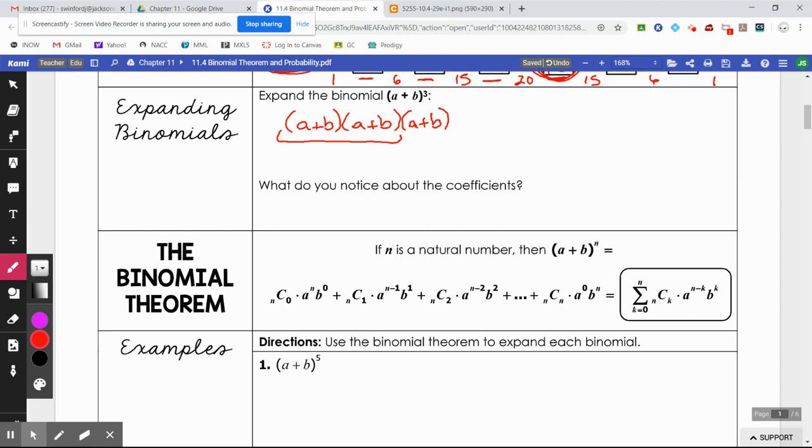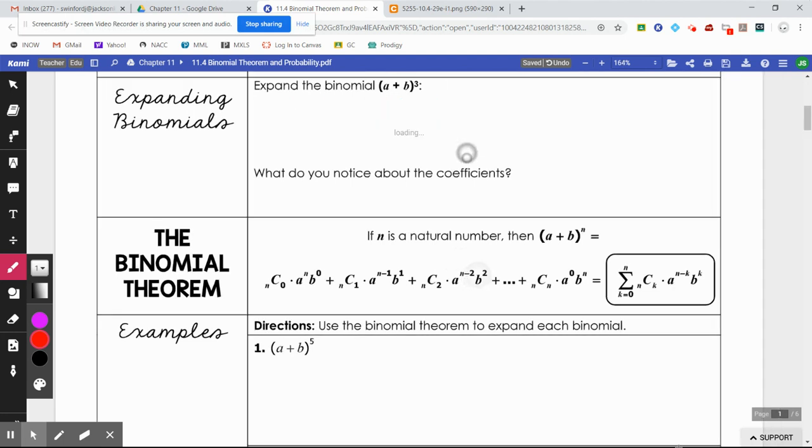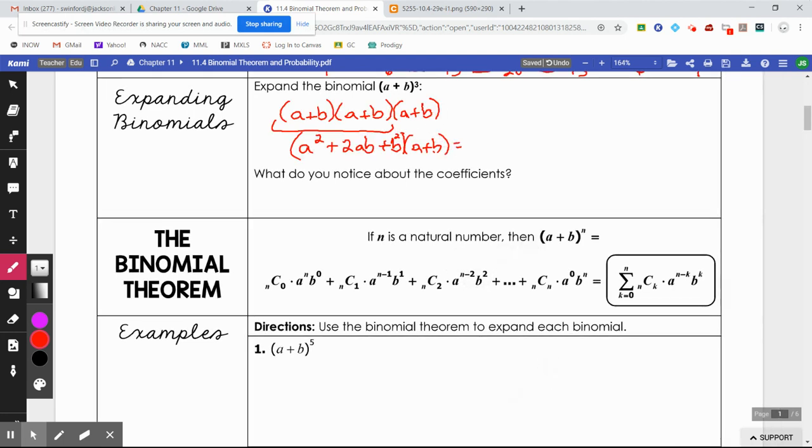So that's going to be a times a is a to the second. A times b is ab. B times a is also ab, so that'd be 2 ab's. And then b times b would be b to the second. Then you have to multiply that by a plus b again. And you would get a to the second times a would be a to the third. A to the second times b would be a to the second b.